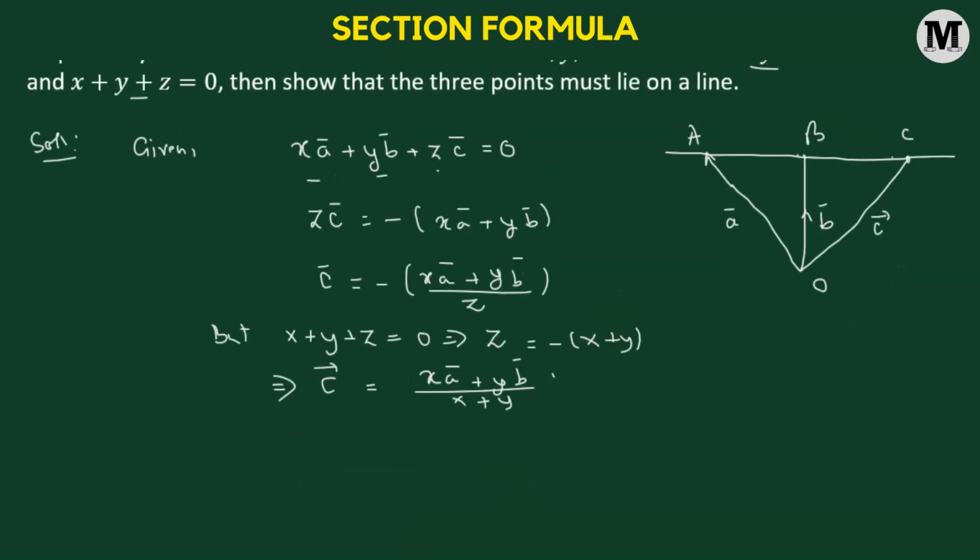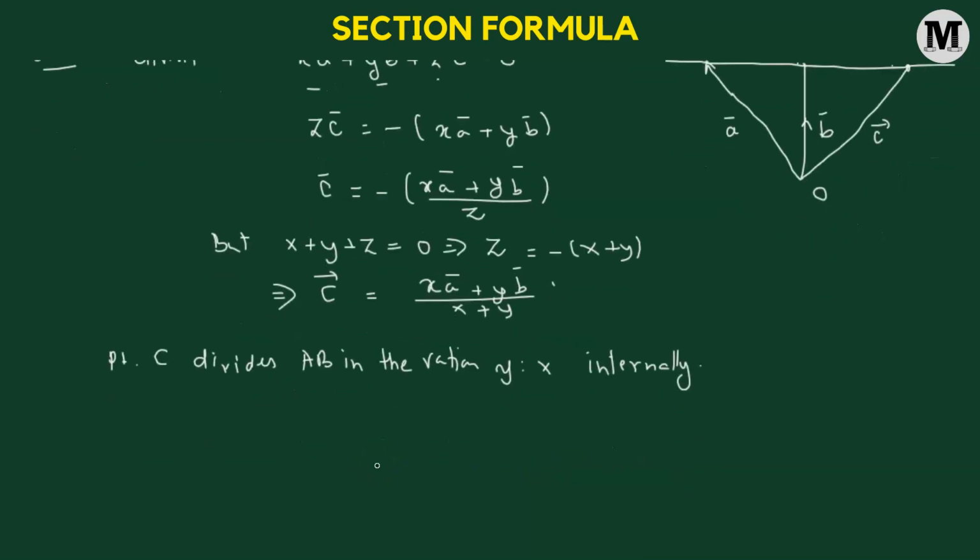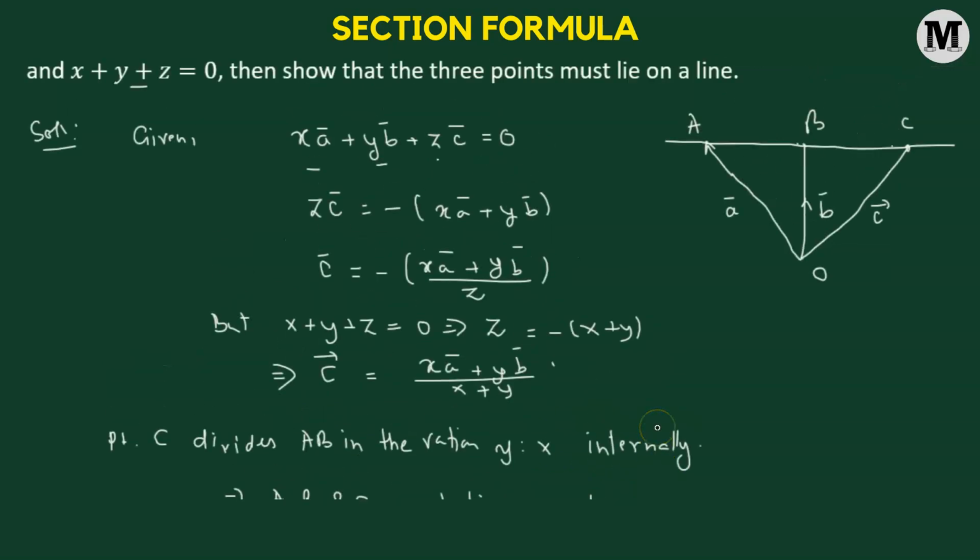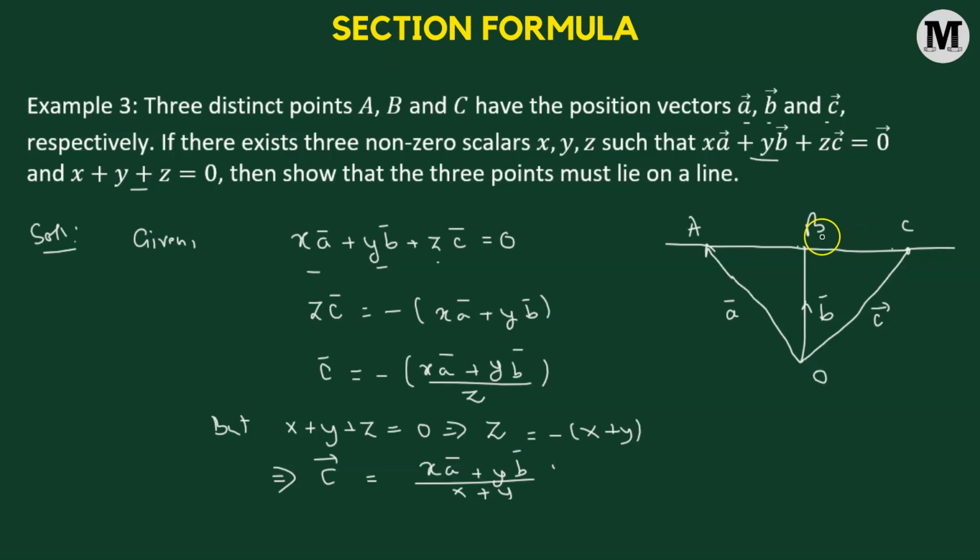Now, this particular relationship tells us that the point C divides the line joining AB in the ratio y is to x internally. This is the formula for internal division. So if C divides AB internally in the ratio y is to x, that simply tells us that A, B, and C must lie on a line.